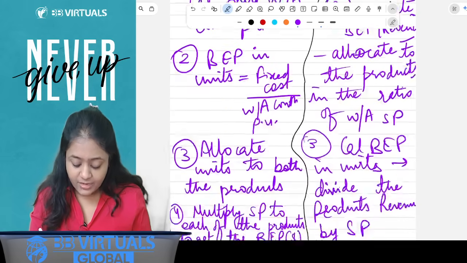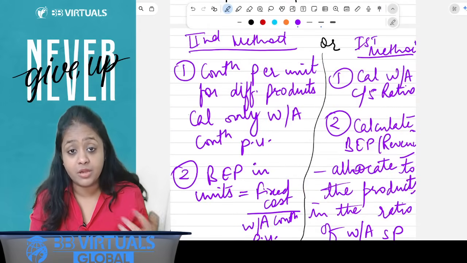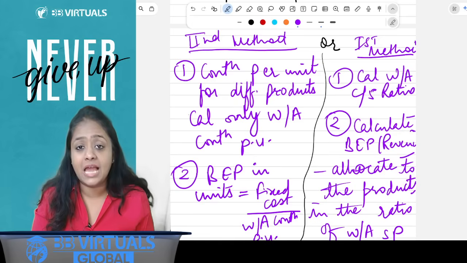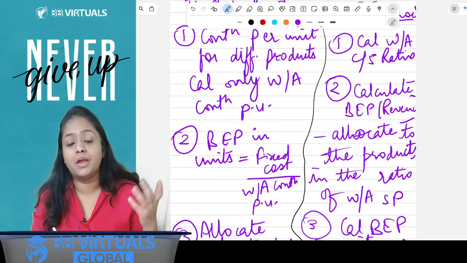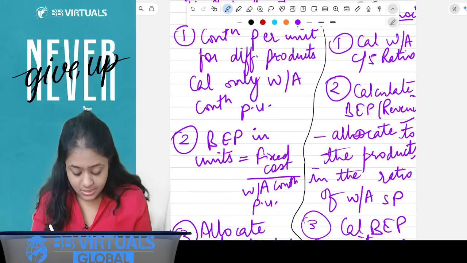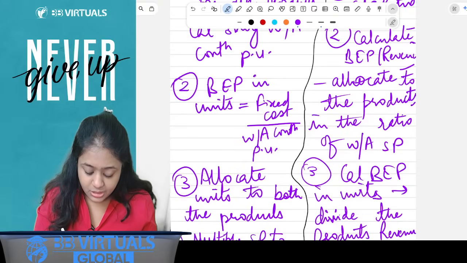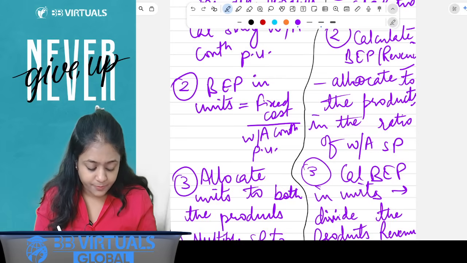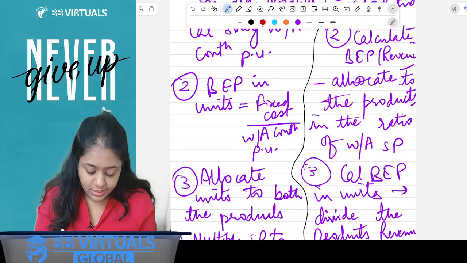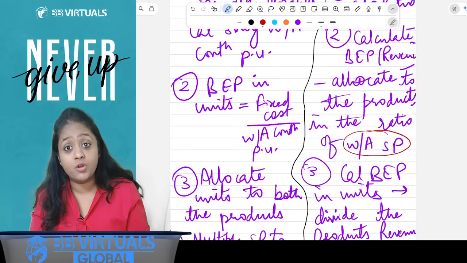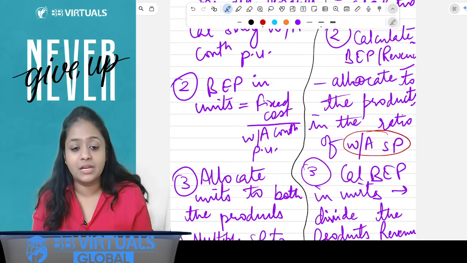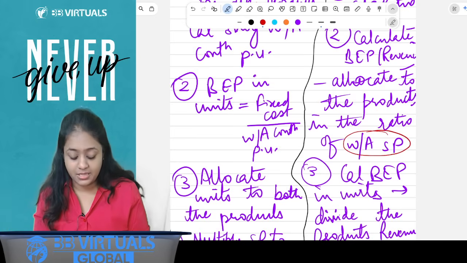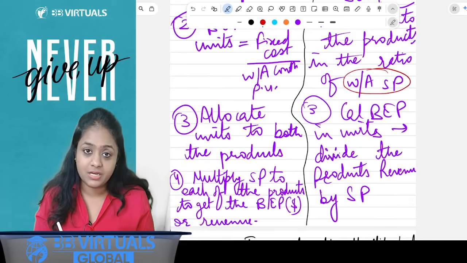The first method, which I find very easy and generally recommend to everybody, is to calculate the weighted average CS ratio. Then calculate the break-even point in revenue by dividing the fixed cost by the weighted average CS ratio. Allocate to the products in the ratio of their weighted average selling price. Remember, you will always do allocation in the ratio of weighted average selling price only, not the simple selling price, because there are multiple products, so assign weights and get the weighted average selling price. Once you do that, you can get the break-even point in units by dividing the product's revenue by the respective selling price.